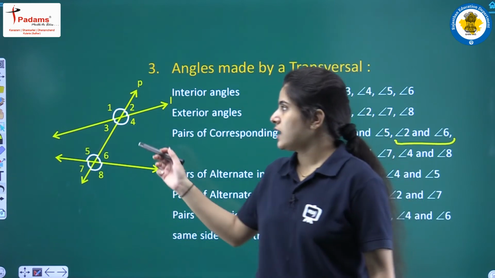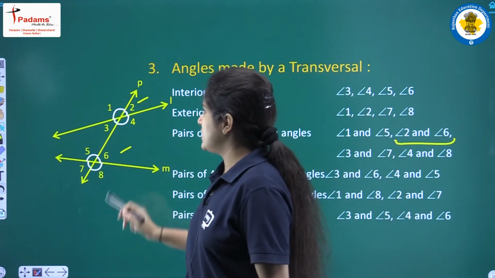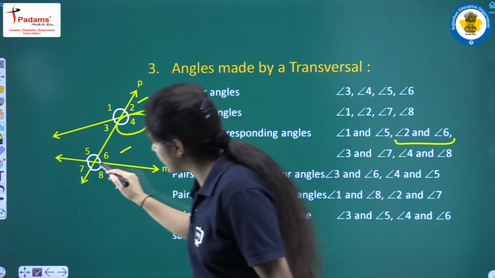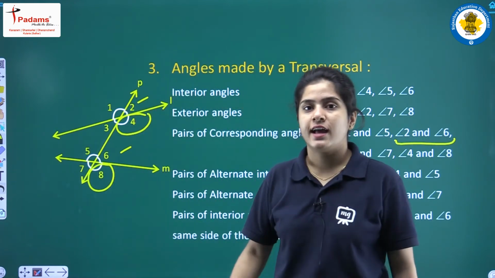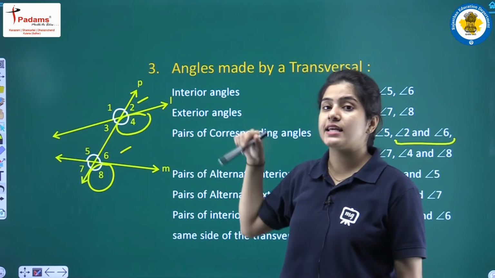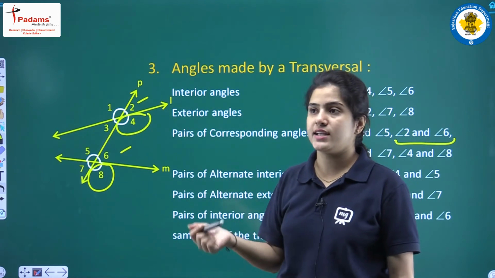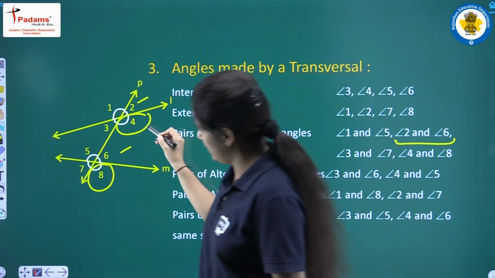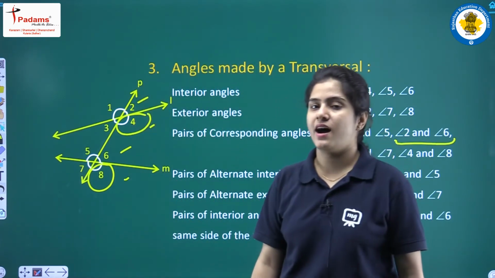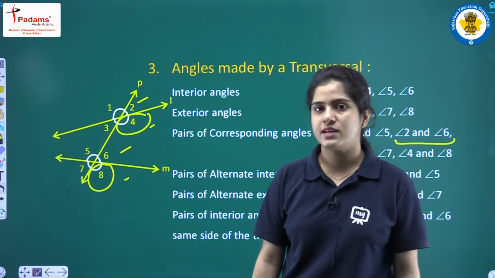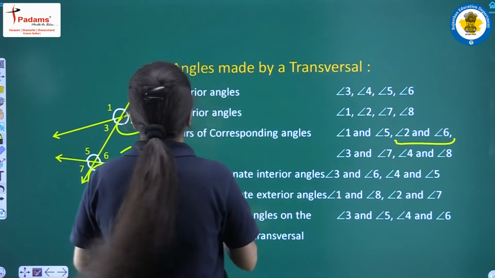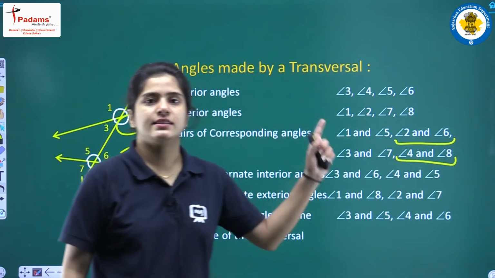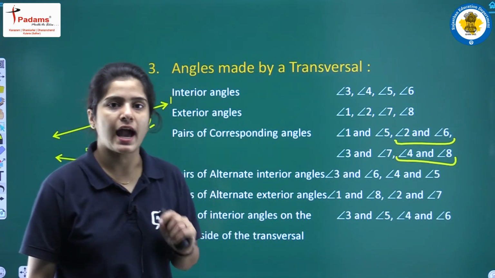Okay students, apart from these two angles, this angle 4 is the interior angle and this angle 8 is the exterior angle, and these two angles are lying at the same side of transversal, right? They are lying at the same side of transversal. That is why these two angles are the corresponding angles. Okay students, so the next pair is angle 4 and angle 8. Okay, these are the corresponding angles pair.